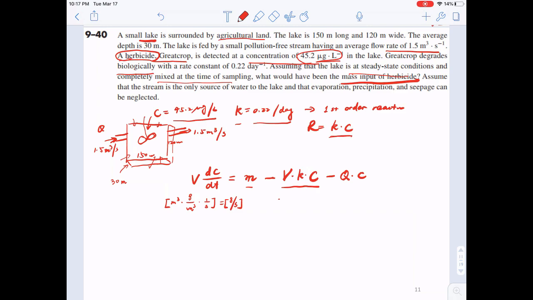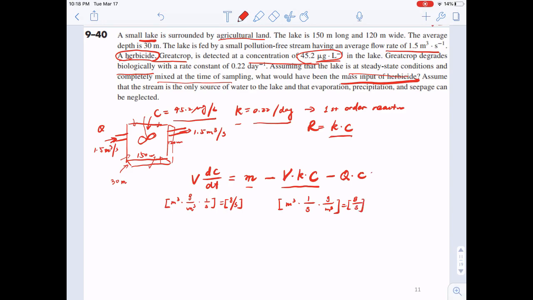and then if we look at this term here, it has a unit of meter cube, right? K has a unit of per day, so that is basically equal to 1 over S, right? So the concentration has a unit of gram per meter cube, right? So basically, this is the same unit we're trying to solve for, right?